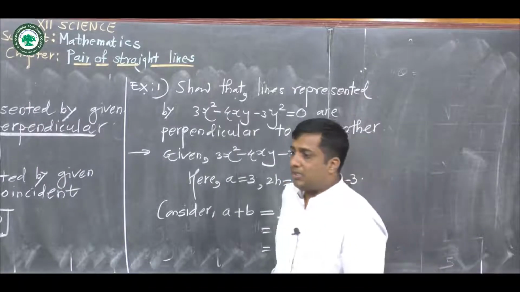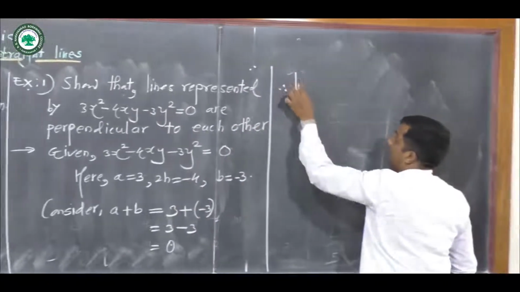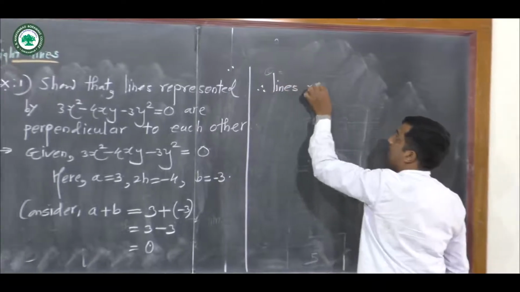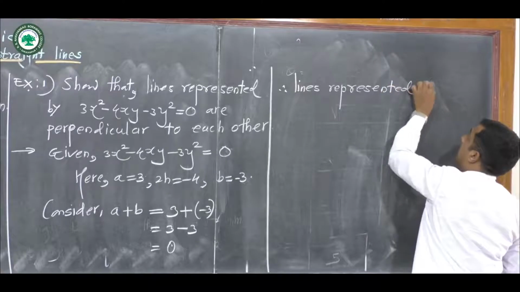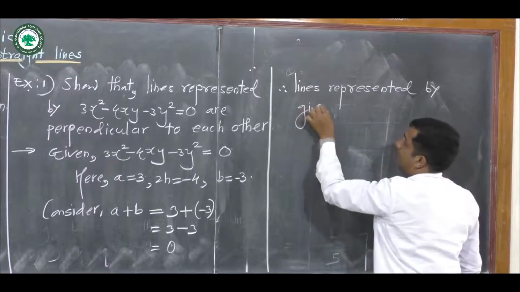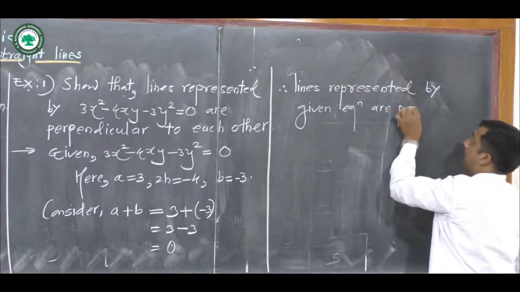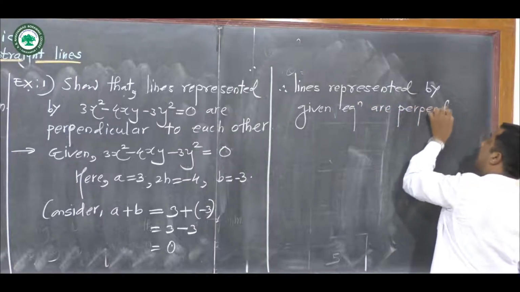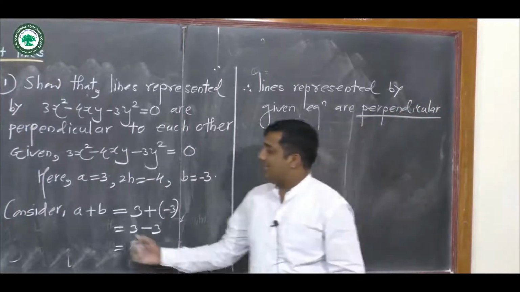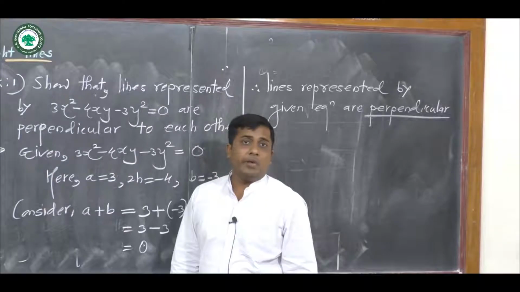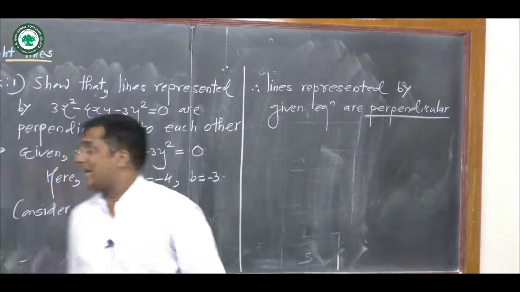Since the condition is satisfied, I write, therefore lines represented by the given equation are perpendicular. So by using the condition, we check the given lines are perpendicular. Okay, let's go with the next example.